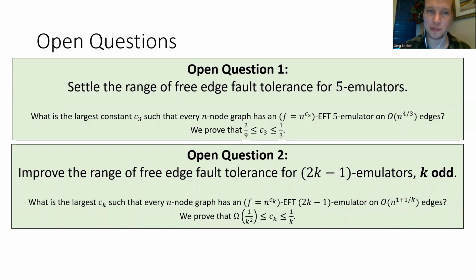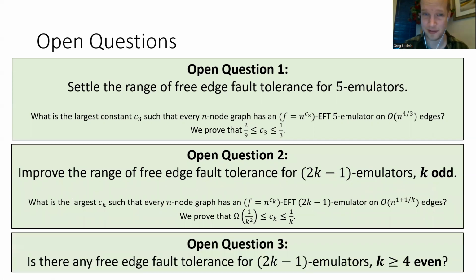Another open question is to improve the range of free fault tolerance for 2k minus 1 emulators when k is odd. In general, the range of free fault tolerance that we get for some choice of odd k falls in this range. It is omega of 1 over k squared, and it is at most 1 over k, but we don't know what the right value of the constant is within this. So trying to improve our understanding of when fault tolerance is free for emulators when k is odd is an interesting open question.